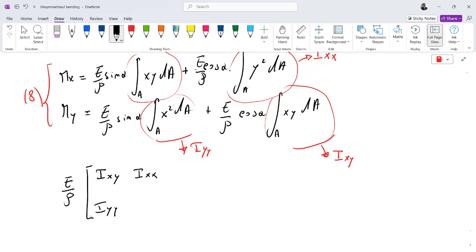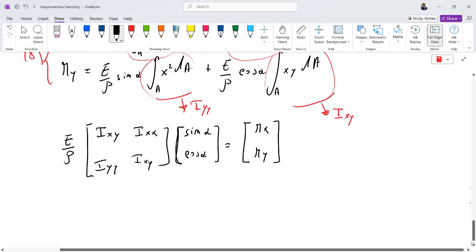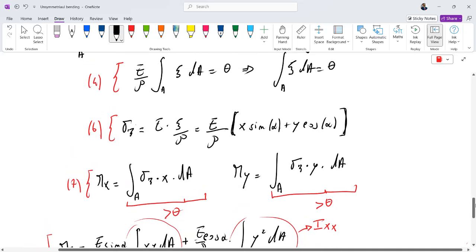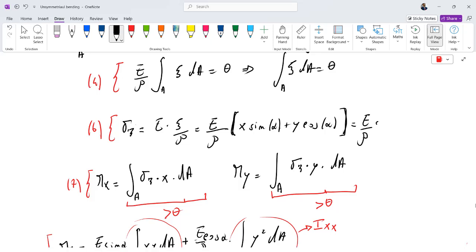So we have this constant, Young's modulus divided by rho, times the matrix Ixx, Ixy, Ixy, Iyy, multiplied by the column vector sine alpha and cosine alpha. All this is equal to the column vector mx and my. This is in matrix notation. If I expand this formulation, I obtain Young's modulus divided by rho, sine alpha times x, plus E divided by rho, cosine alpha times y.